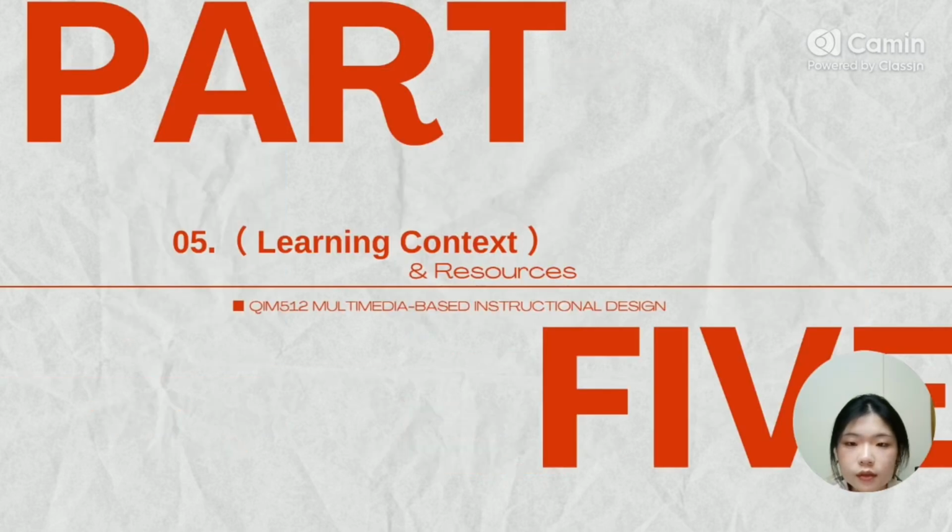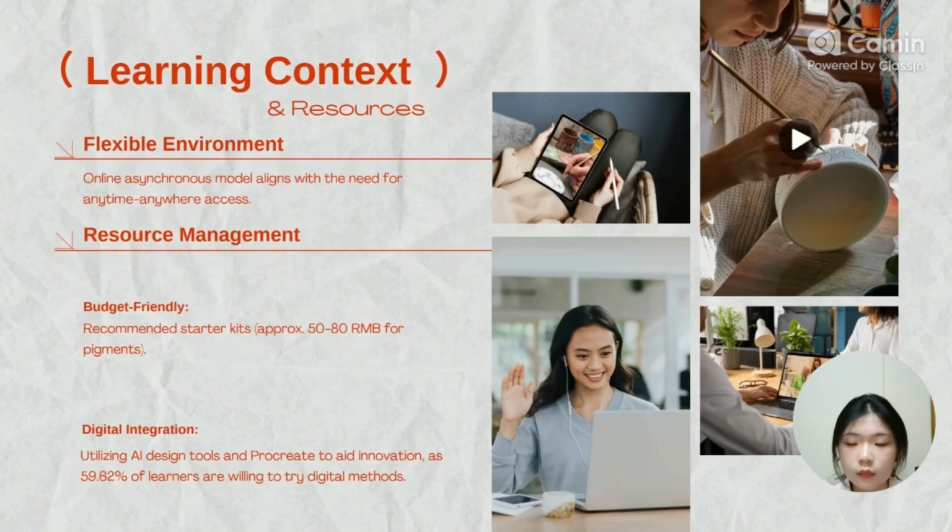Now let's look at part 5, learning context and resources. To support this, we provide a flexible online environment and recommended budget-friendly starter kits costing between 50 to 80 RMB. We also integrate AI and digital design tools as requested by nearly 60% of our learners.